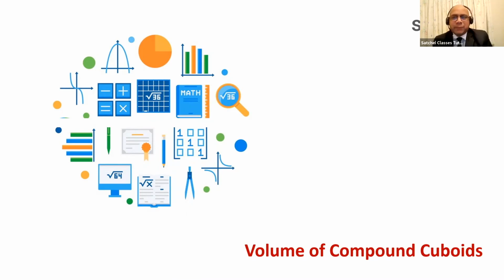Remember, the first method is in which we treat the compound cuboid as a normal prism, and we then find out the area of the cross section, multiply that by the height. And the second method is where we split the compound cuboid into two different cuboids and then find the volume of each of these individual cuboids and add them.